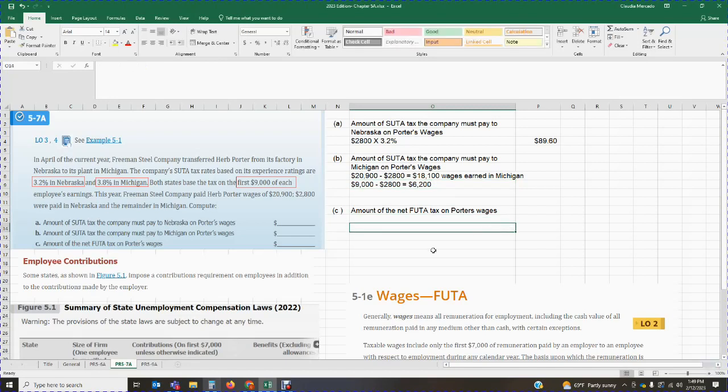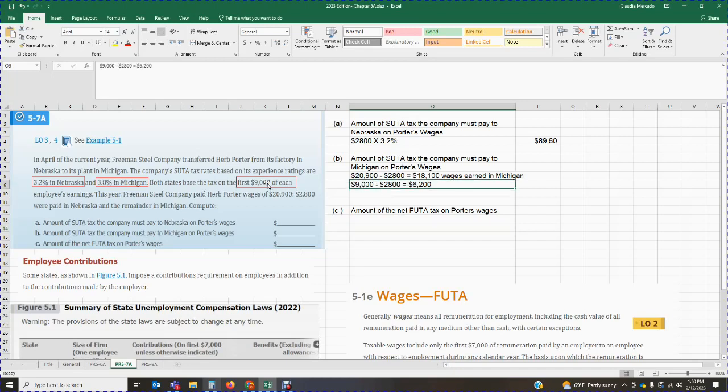So, what do we do here? Well, I know that my employee, Herb, earned $20,900. $2,800 of those wages were earned in Nebraska, so that means that $18,100 were wages earned in Michigan. Remember, we pay taxes on the first $9,000 of each employee's earnings. So it doesn't matter that he worked in Michigan and Nebraska. We're only going to pay up to the first $9,000 of wages.